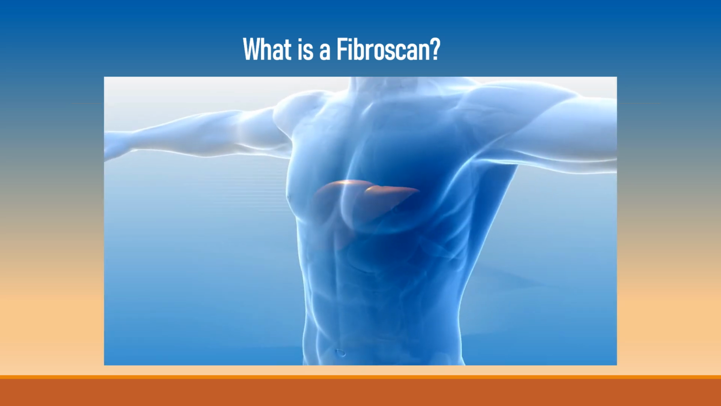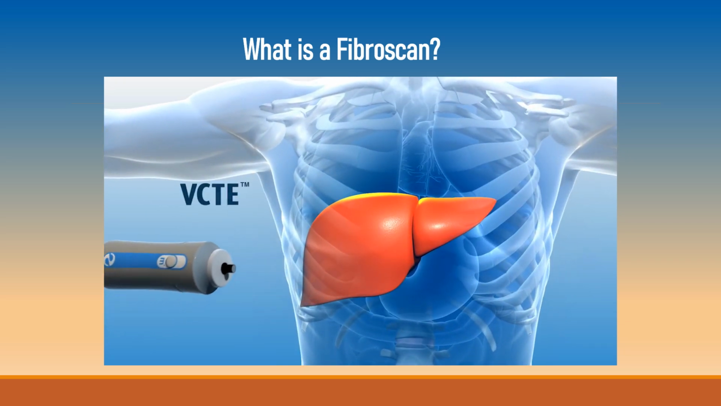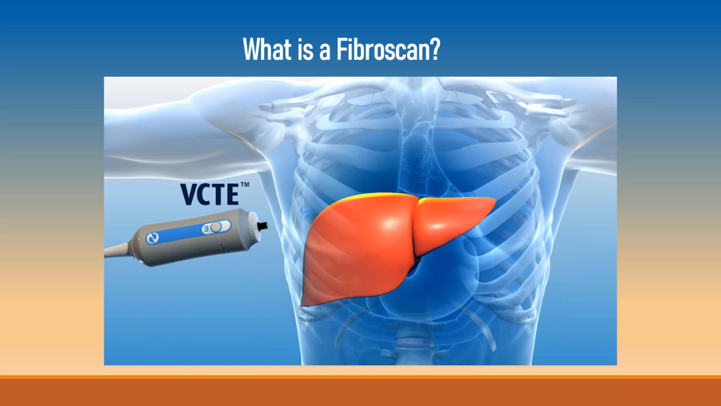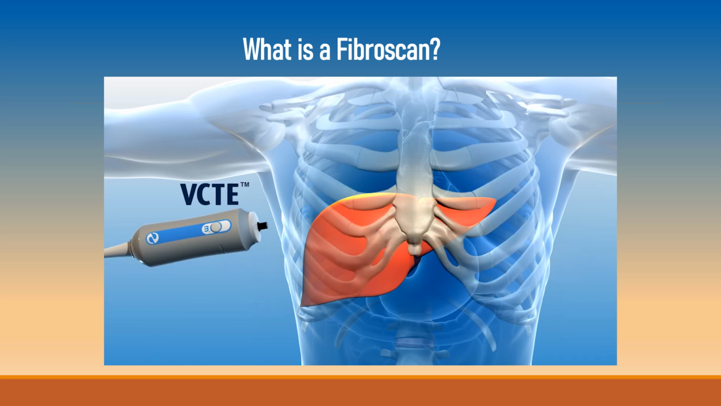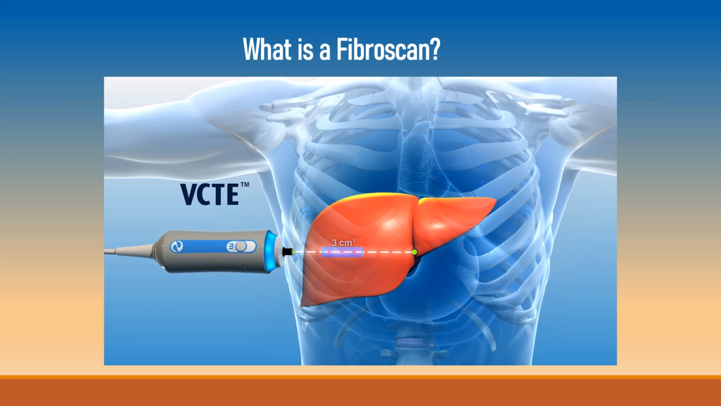Fibroscan is powered by vibration-controlled transient elastography, or VCTE. Here is how this unique method for assessing liver stiffness works. A 50 Hz shear wave is mechanically induced from the tip of the Fibroscan probe. To the patient, this feels like a slight flick or tap on the skin. The mechanical shear wave travels through the liver tissue.